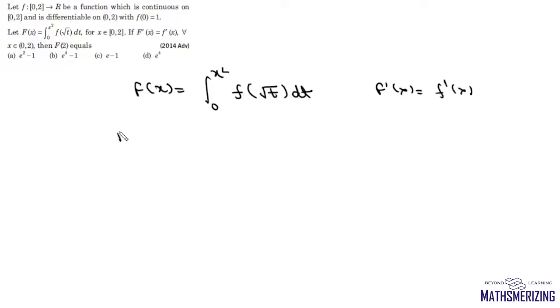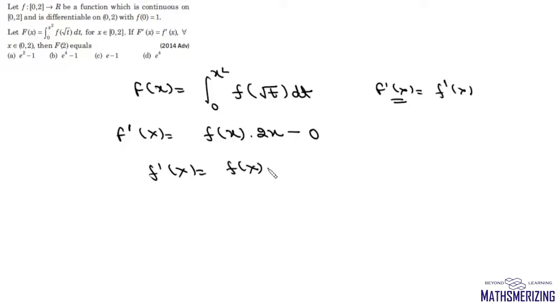Now what we'll do is we'll differentiate this function. We'll write F'(x) as this f, and we'll put this upper limit, so it'll be f(x) into derivative of upper limit, which is 2x, and then minus derivative of lower limit, which is 0. Now we are given that F'(x) is small f'(x), so we'll write f'(x) equals f(x) into 2x, which we can write as f'(x) upon f(x), and it'll be equal to 2x.